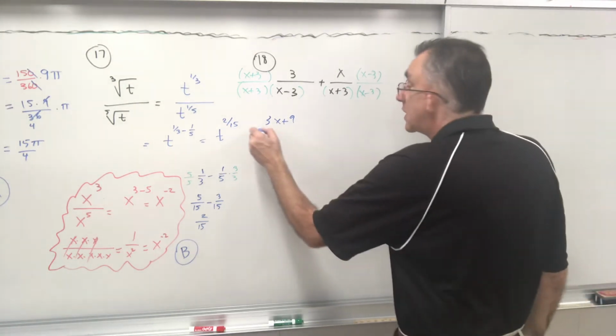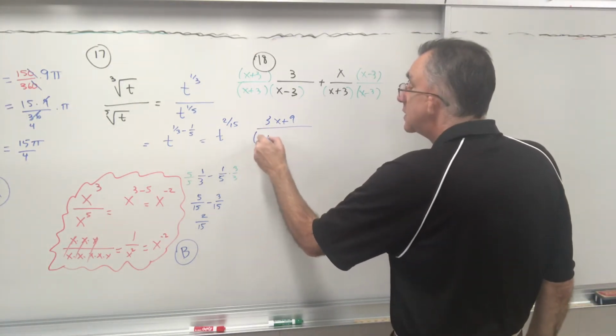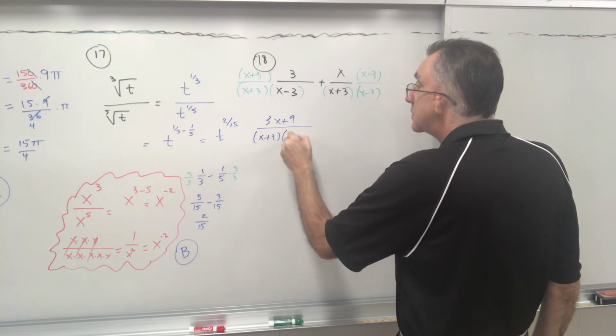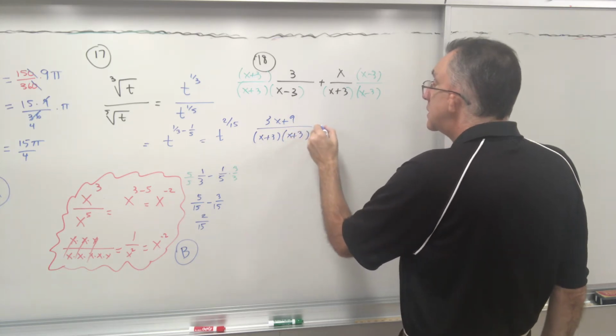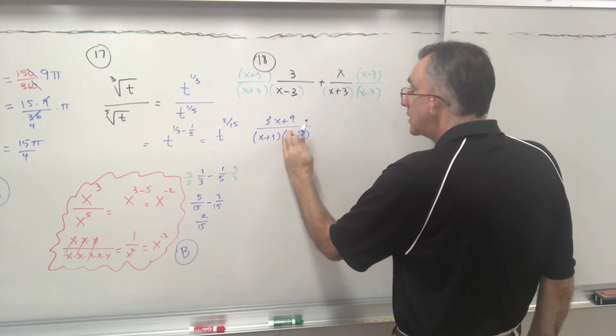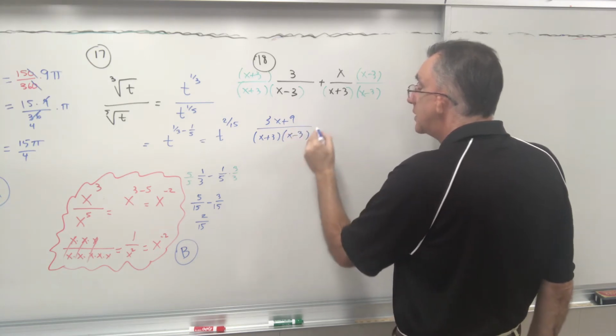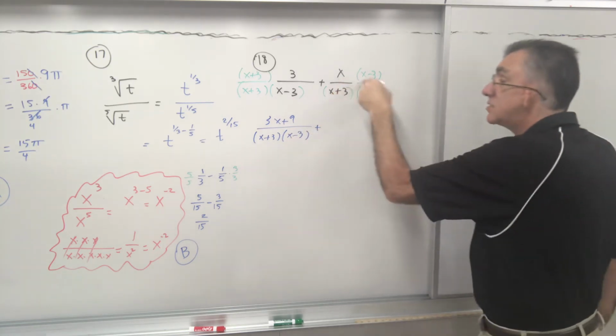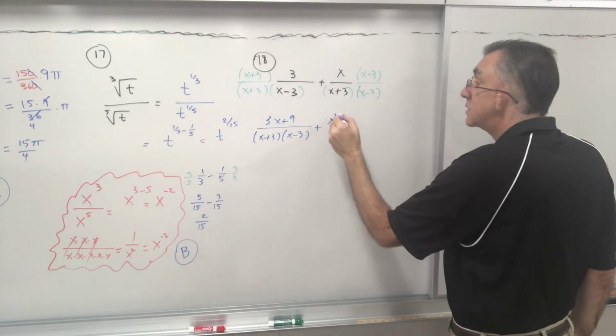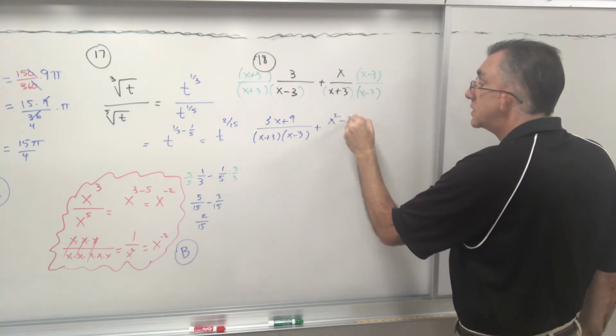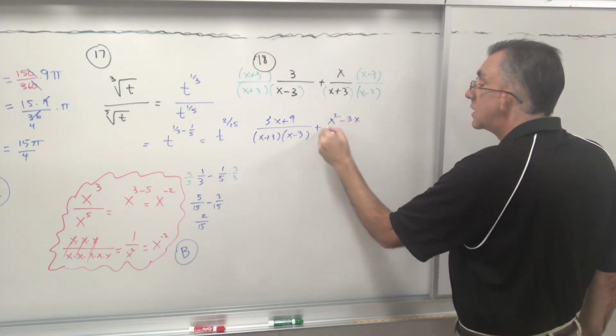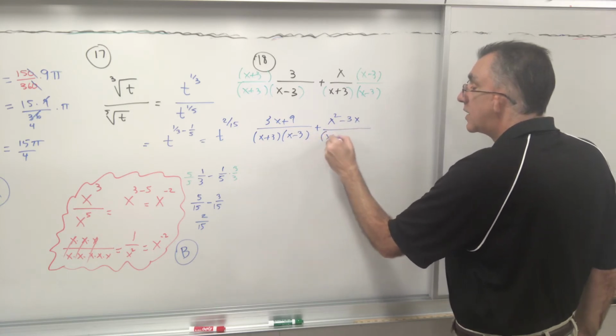And then over the common denominator, oh, that's a minus. Hold on, otherwise we wouldn't have a common denominator. Plus, and then again distribute here, x squared minus 3x over x plus 3.